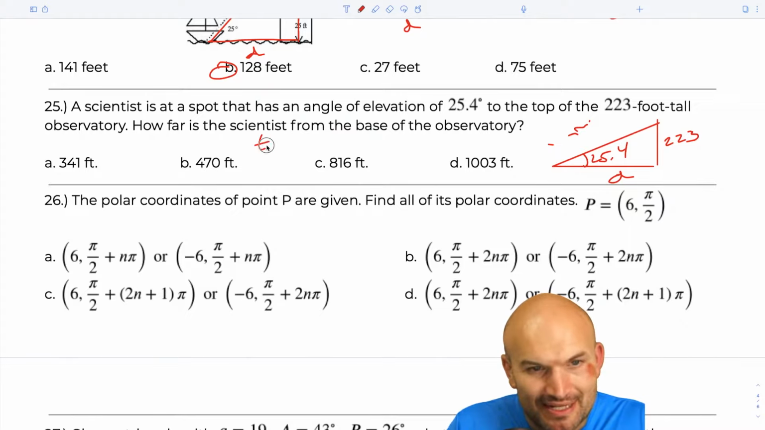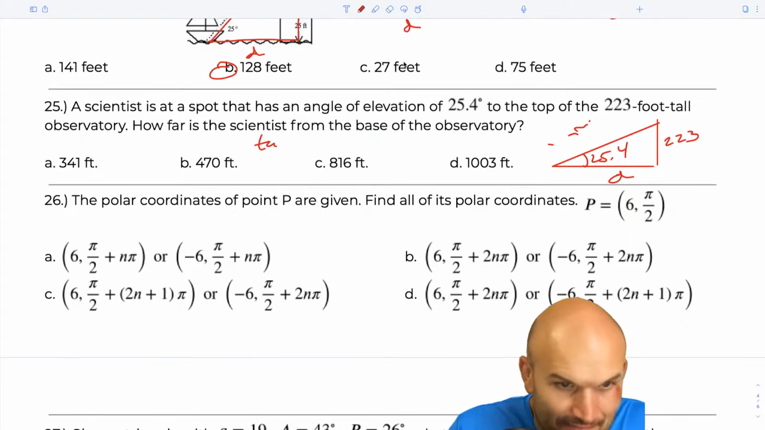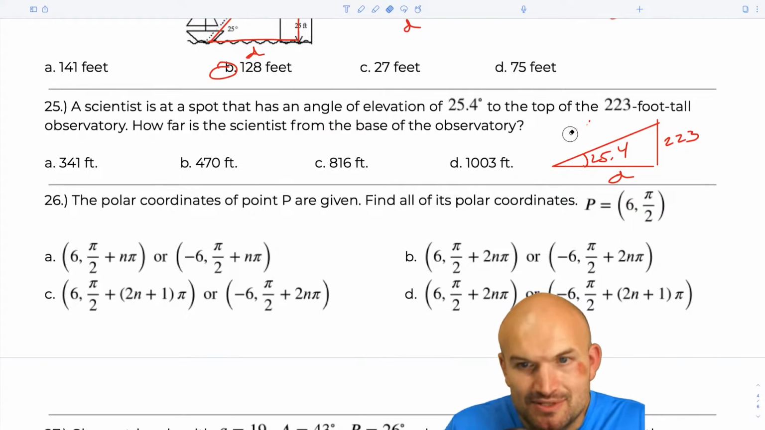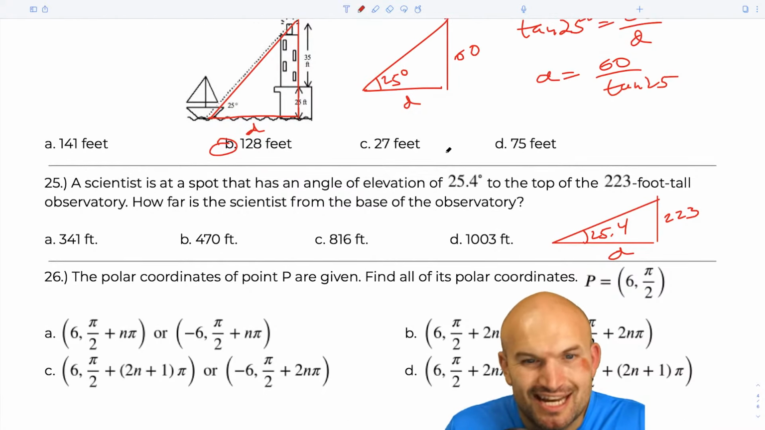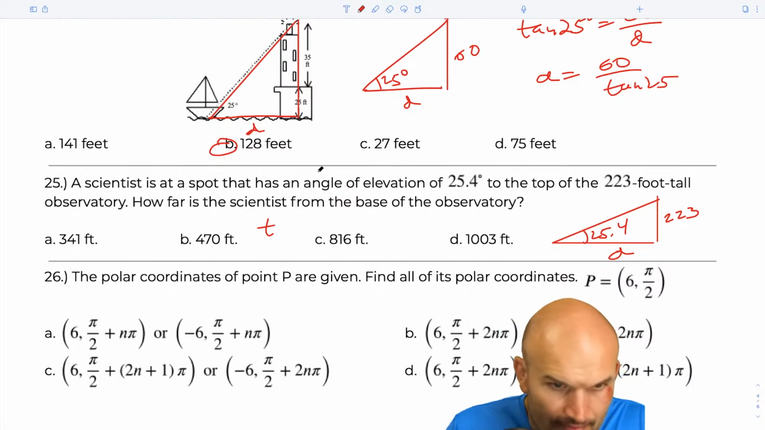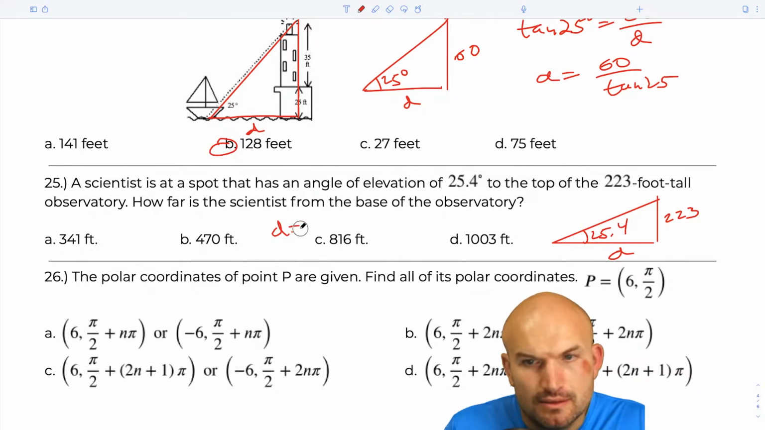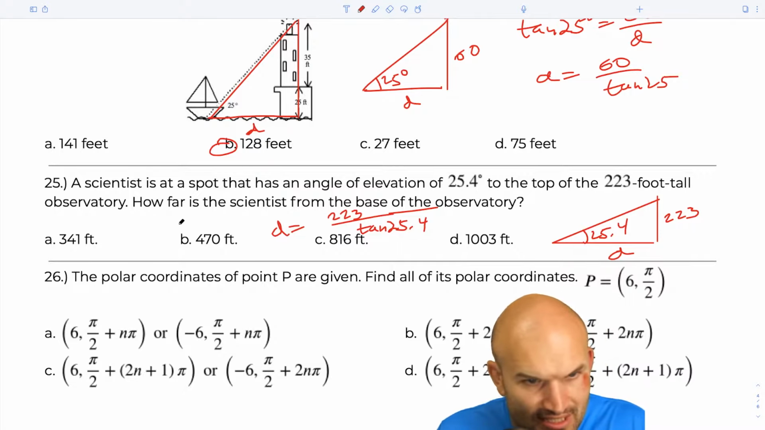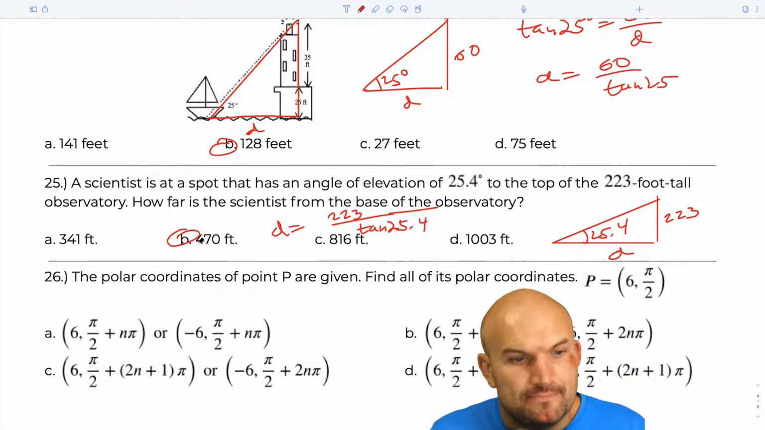So therefore, this is going to be a tangent, d. We can just set this up. You could set up the equation if you wanted to, but it's the exact same as the last one. So actually, I figured this one out before. So tangent of 25.4 equals your opposite, 223, over d, so d equals 223 divided by the tangent of 25.4. And that's 469.6, which is going to be B.